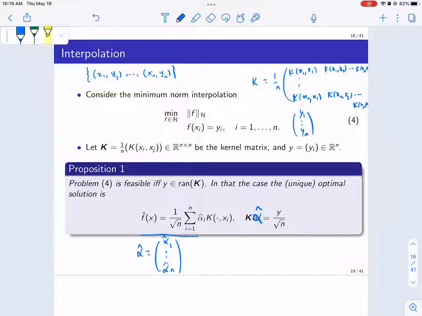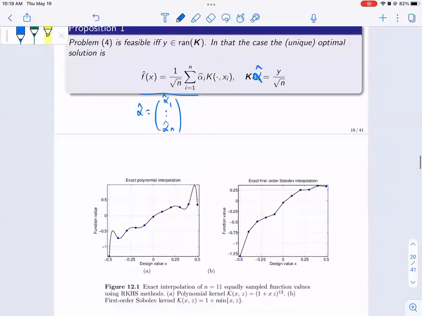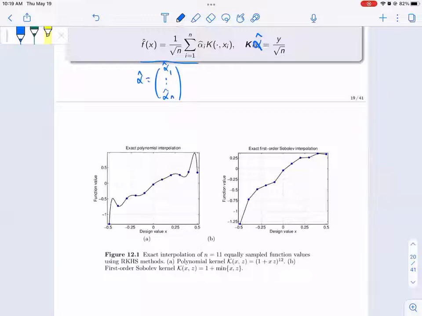What do you see? This is an example. Let me just show you the example from the HDS book.